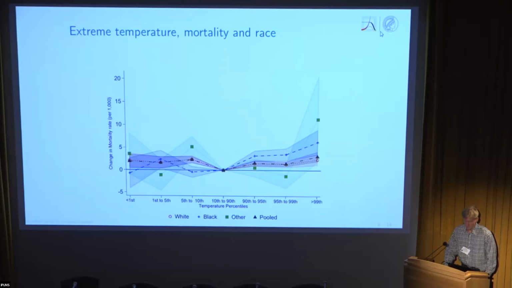So these are the main results. Here you can see that both cold and heat increase the monthly mortality rate, but we also observe differences if we look at the different racial groups. When we look at the pooled sample, we see that an extra day at the 99th temperature percentile increases the monthly mortality rate by about 2. But if we look at Blacks, this is about 6, and for the other racial groups, this is even higher.